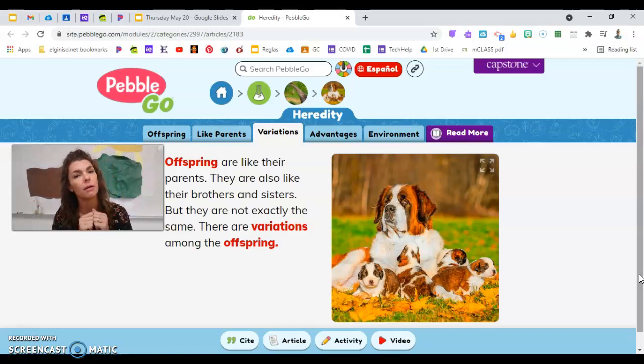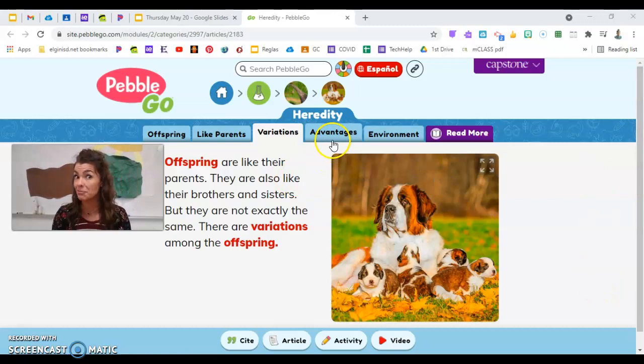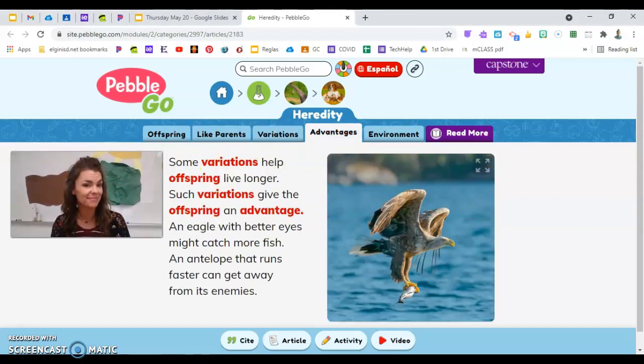Think about your family. What do you all have the same? But what do you also have different? Your brothers and sisters. What's different between the two of you? We come from the same parents, but we can still have variations. You could draw me some dogs today in your journal.